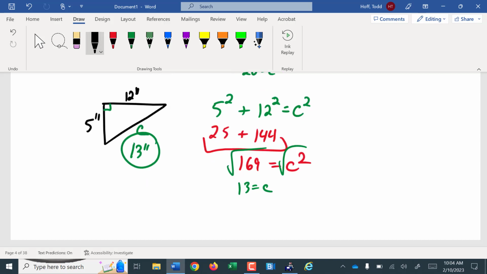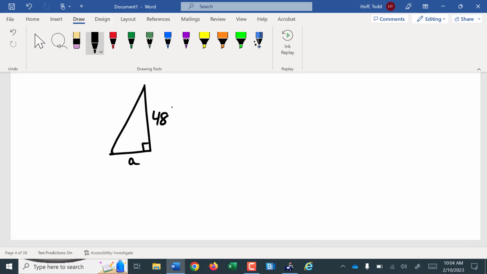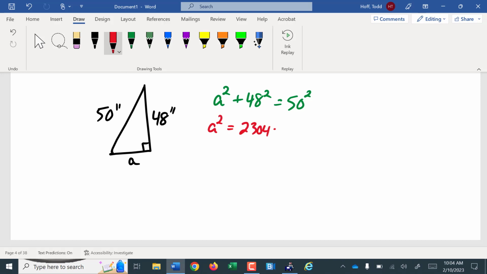Part C is the only one where we had to find a leg. So I'm going to call that A, since it's the leg, or one of the legs. 48 and 50. So I have A squared plus, what goes next? 48 squared. Equals 50 squared. So 48 squared is 2304. 50 squared, 2500. Then we would solve that by subtracting the 2304, giving us that A squared is 196. And then square root to get A is 14.